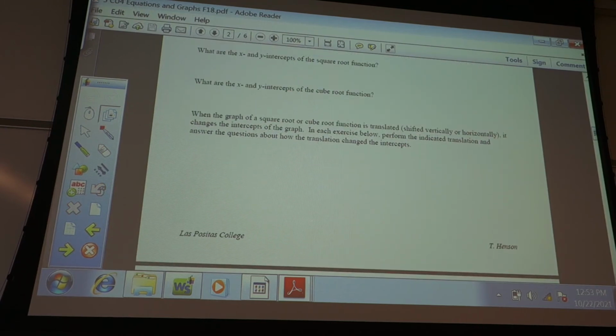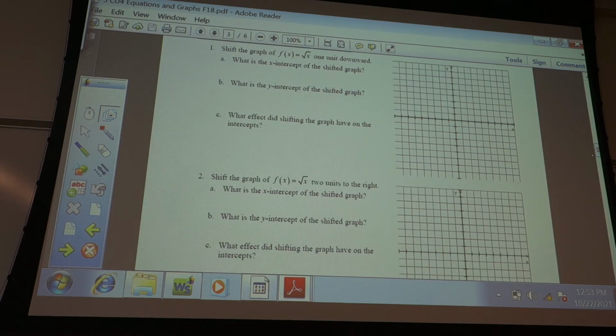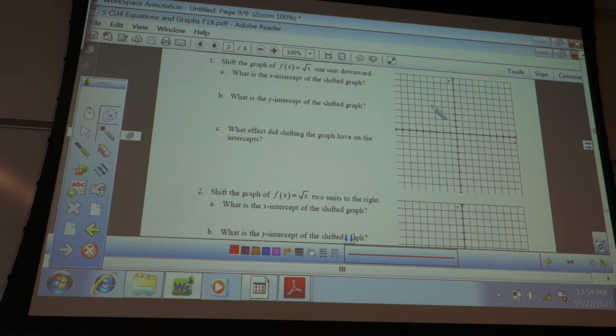But what happens is as we shift it, things change. We're just going to do number 1, and then we're going to move on to one of the other problems so that we have a little taste of it, and then we can remind ourselves about it on Monday. So here, I'm going to shift the square root of x 1 down.